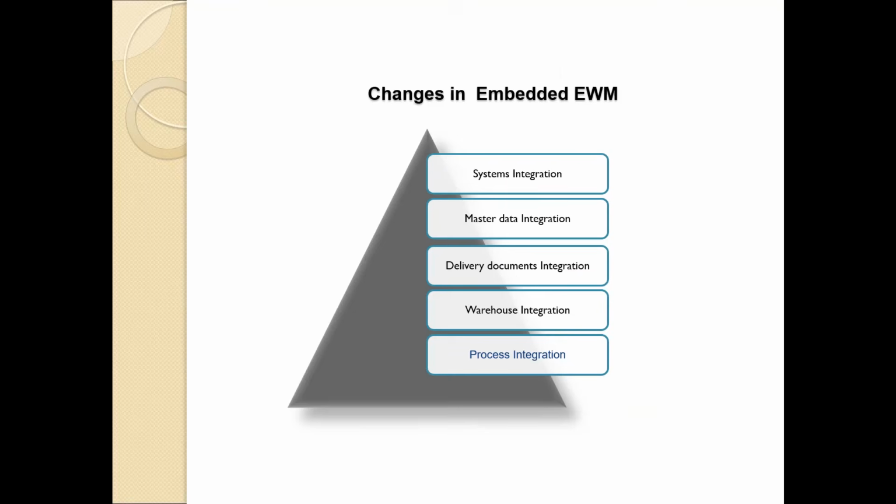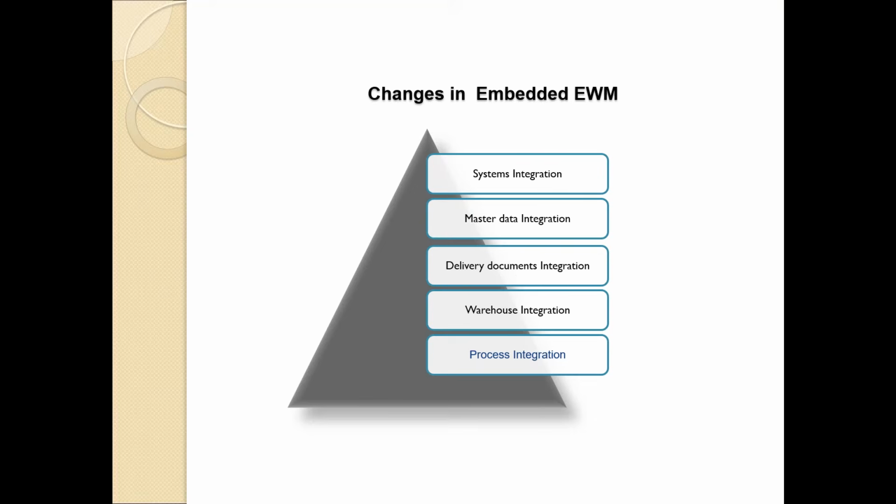Before we move into this, in the embedded systems, these are the ones we will be discussing: systems integration, master data, delivery documents, warehouse integration, and process integration. When we are talking about systems integration, as I said, the landscape comes into the picture here. We have two different landscapes, one embedded and the other decentralized.